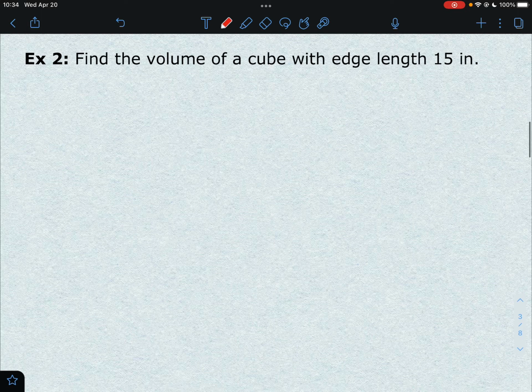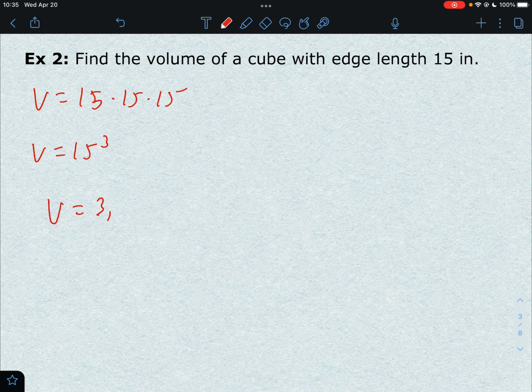Number 2, find the volume of the cube. So we could be doing 15 times 15 times 15, or 15 cubed. All right, so if we have 15 times 15 times 15, or 15 cubed, that should give us 3,375 cubic inches.